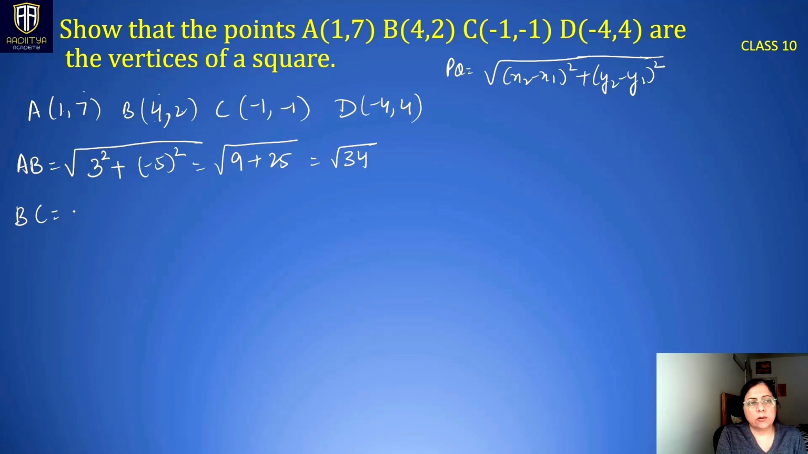Now, what is the value of BC? B and C are the two points. So, now this is your x2, y2, and this is your x1, y1. Minus 1, minus 4 is minus 5 square. Minus 1, minus 2 is minus 3 square. So, here we have 25 plus 9, which is also root 34.